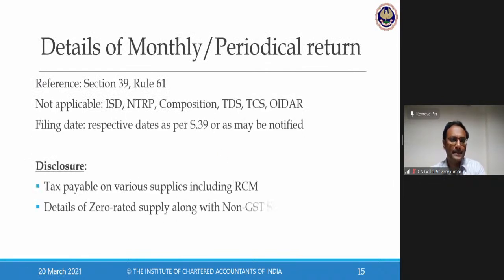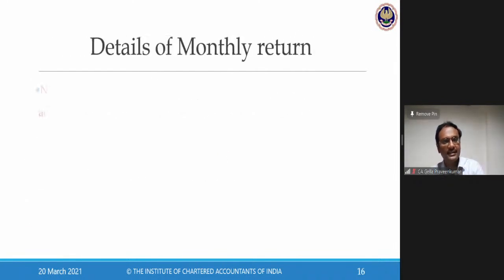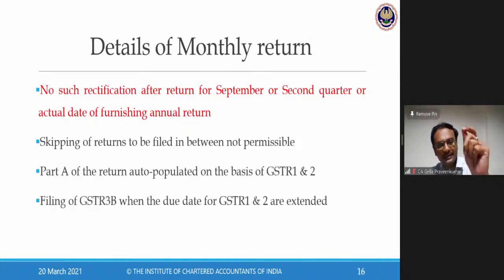Next. All this we have discussed. Now, I'll come to my section 39, GSTR-3B. Again, I'll spend a little time on this, my GSTR-3B, so that you get familiarity with this particular return and what you need to look at practically from your experience point of view.